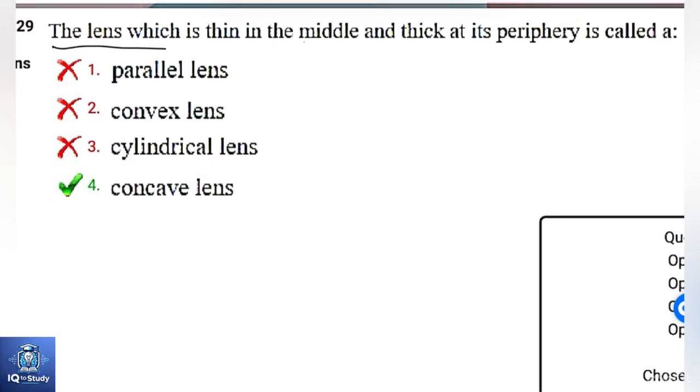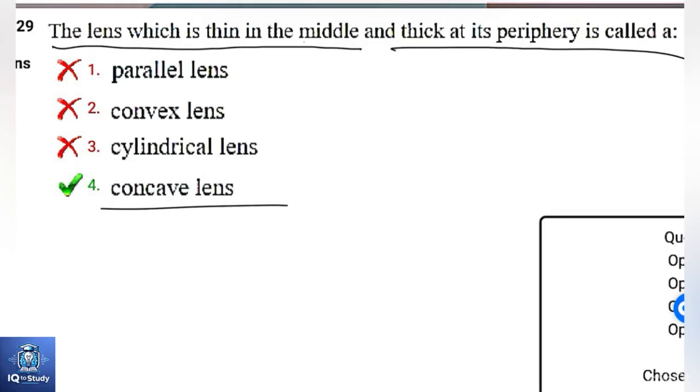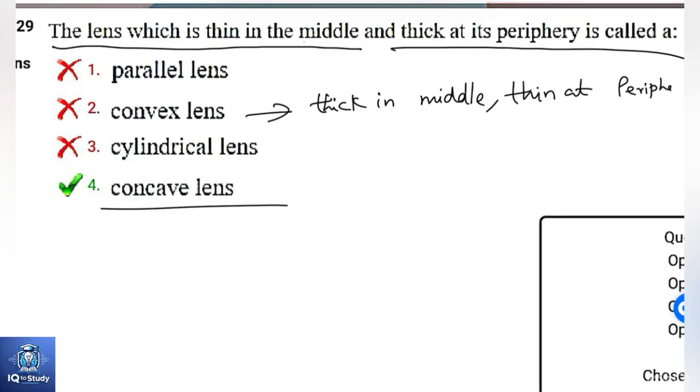The lens which is thin in the middle and thick at periphery is called a concave lens. Convex lens means thick in the middle and thin at periphery. So the answer is concave lens.